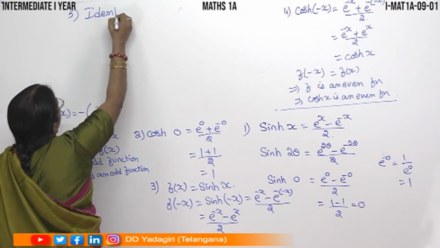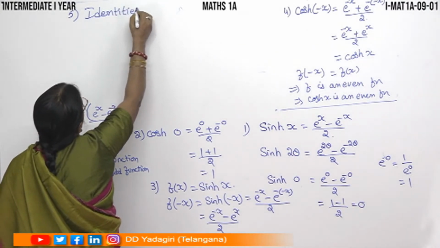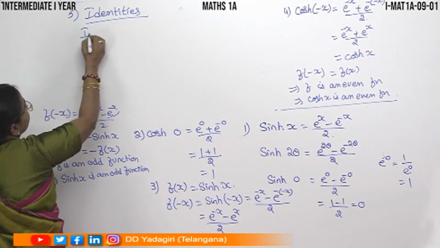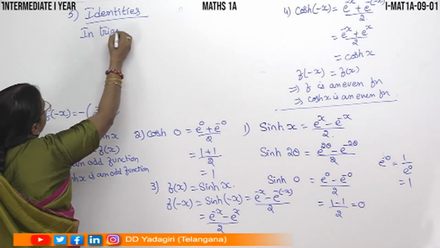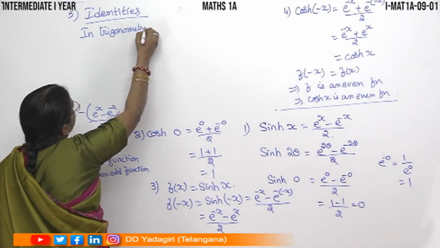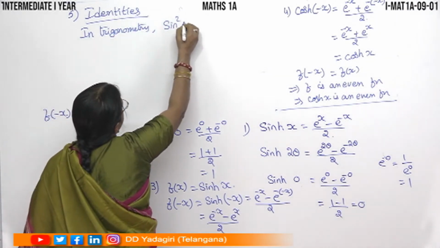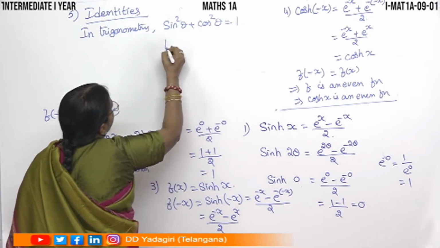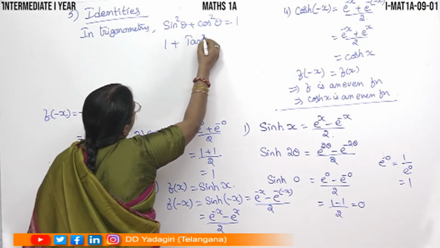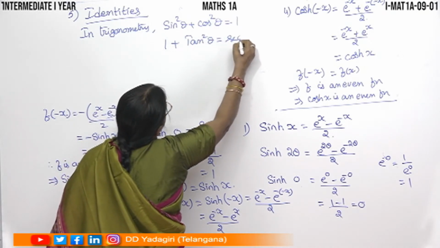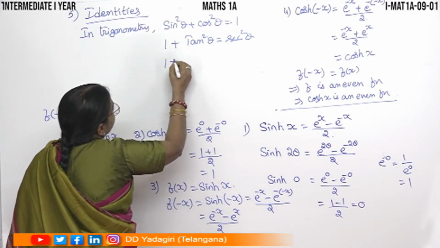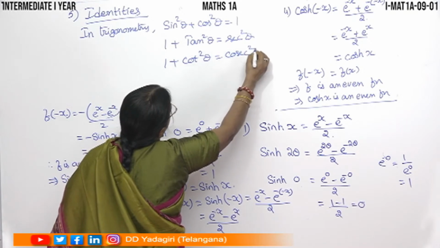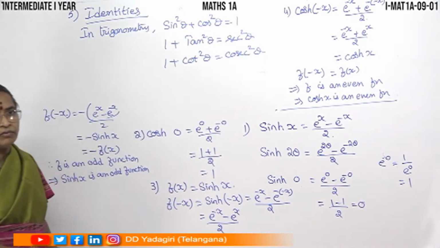Like how we have identities in trigonometry. In trigonometry we have sin square theta plus cos square theta is equal to 1. And then we have 1 plus tan square theta is equal to secant square theta. And then 1 plus cot square theta is equal to cosecant square theta. In trigonometry, you have these formulas.